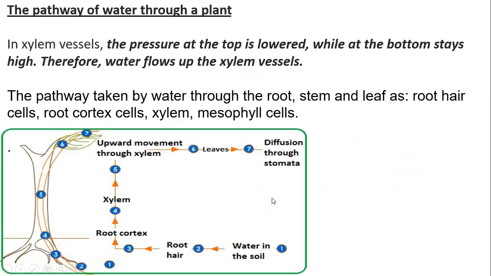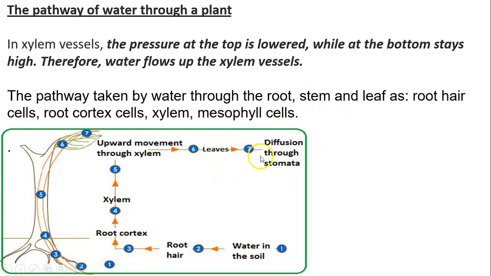How does the water move in order to reach our hero here, the leaf? The water will keep moving from the soil into the root hair, and then into the root cortex, finally to the xylem. The xylem will take it up because the pressure at the top of the xylem is lowered, while the pressure down is high. So it will move from the high pressure to the low pressure. So it will be pushed up. It will keep being pushed up to reach finally the leaves.